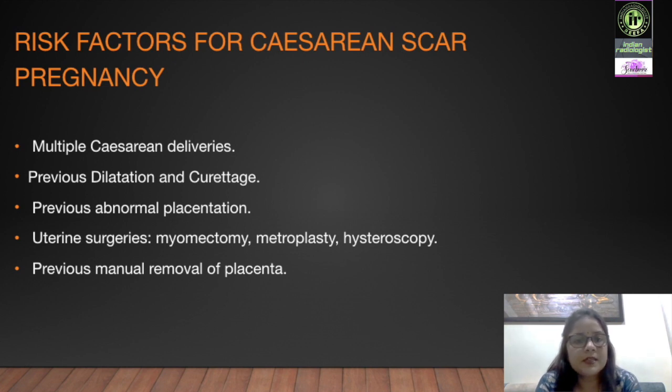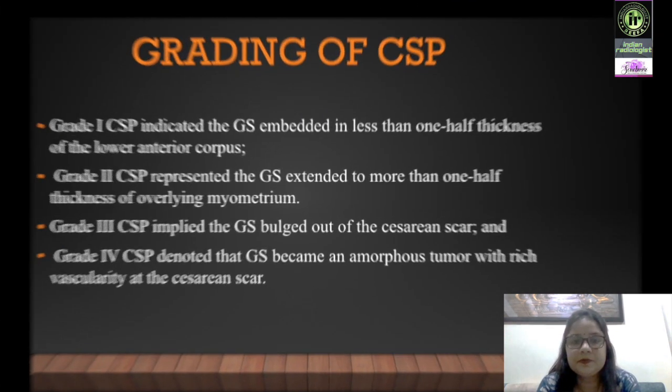Risk factors for CSP. Obviously, multiple prior cesarean deliveries, previous D&C, previous abnormal placentation, previous uterine surgeries like myomectomy, metroplasty, hysteroscopy, etc., and previous manual removal of placenta.